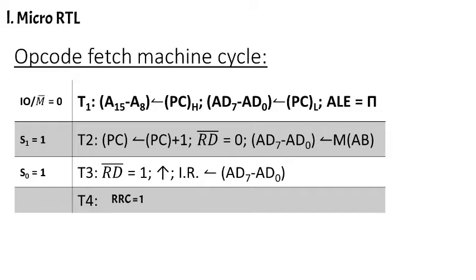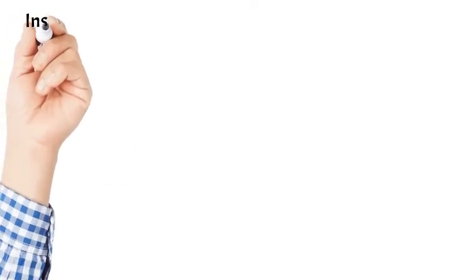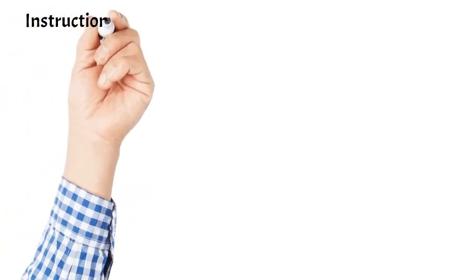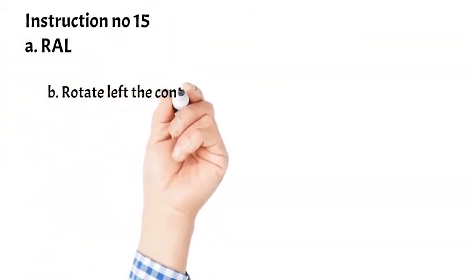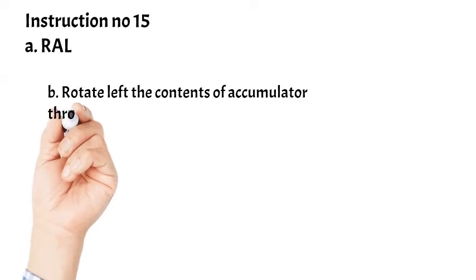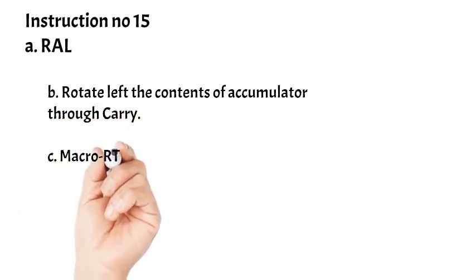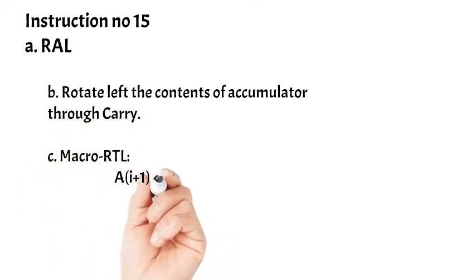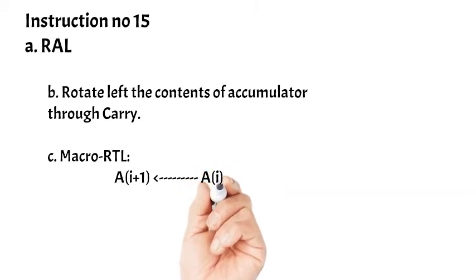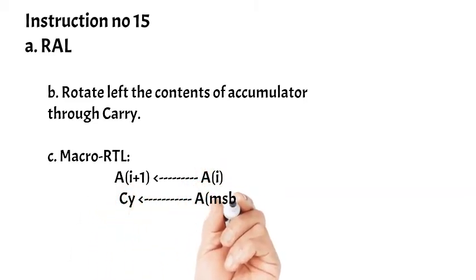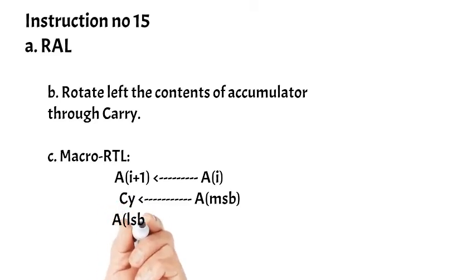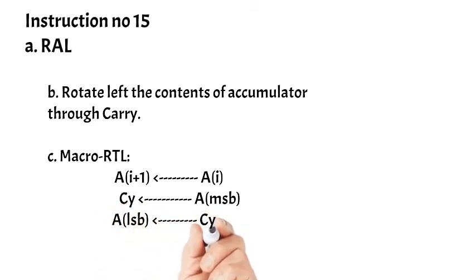Next instruction that we have is RAL. Don't confuse it with RLC. This rotates the contents of the accumulator left, but through the carry. That means A(i) will become equal to A(i+1), the MSB will become equal to carry, and carry will be transferred to the least significant bit.